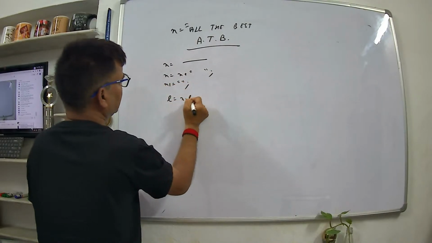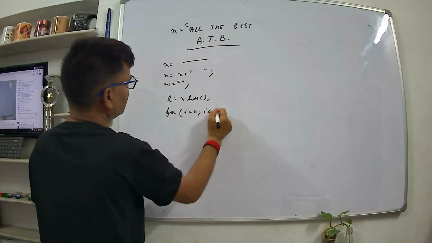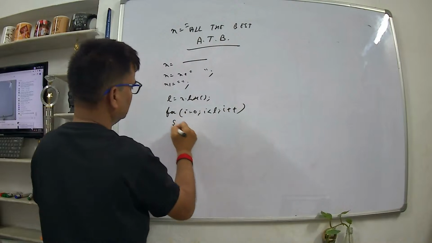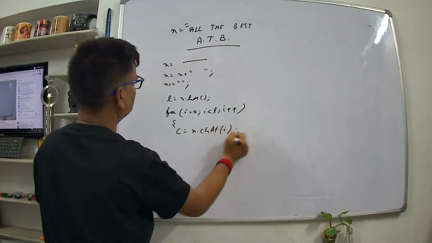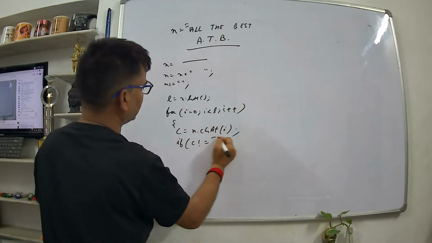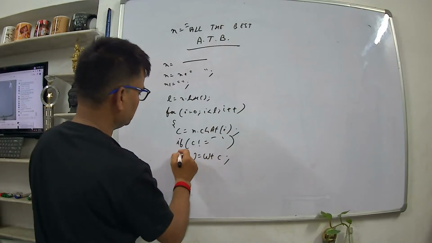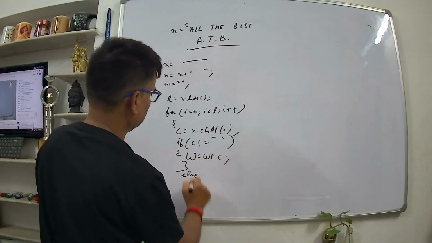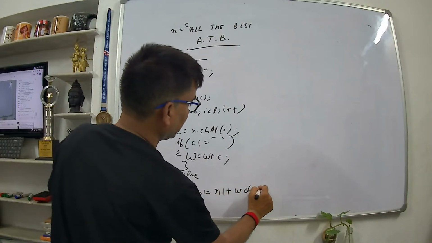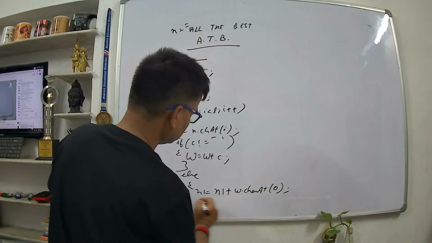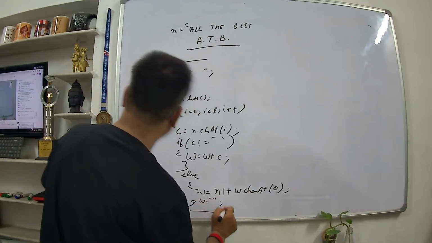L equal to n dot length. For i equal to 0, i less than L, i plus plus. C equal to n dot charAt i. If c is not equal to blank, then w equal to w plus c. Else, n1 is equal to n1 plus w dot charAt 0. Right? And again w is made blank. Outside the loop will display n1, so you'll get it.